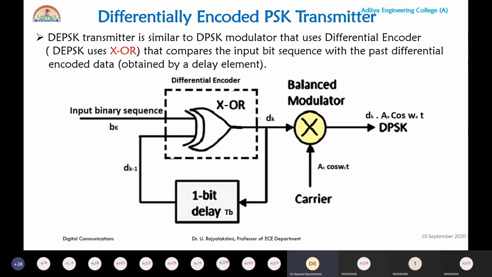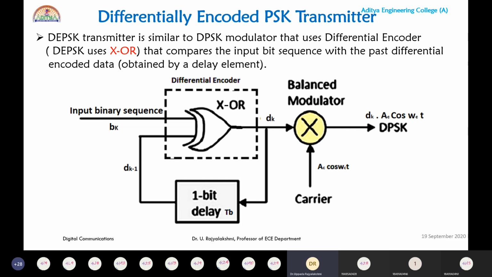Here you can observe the output as dk. So the output of the differential encoder is dk. That dk is applied to the multiplier section, and as usual the dk is multiplied by the carrier component. So from this, almost all the principle is the same as that of the DPSK transmitter.